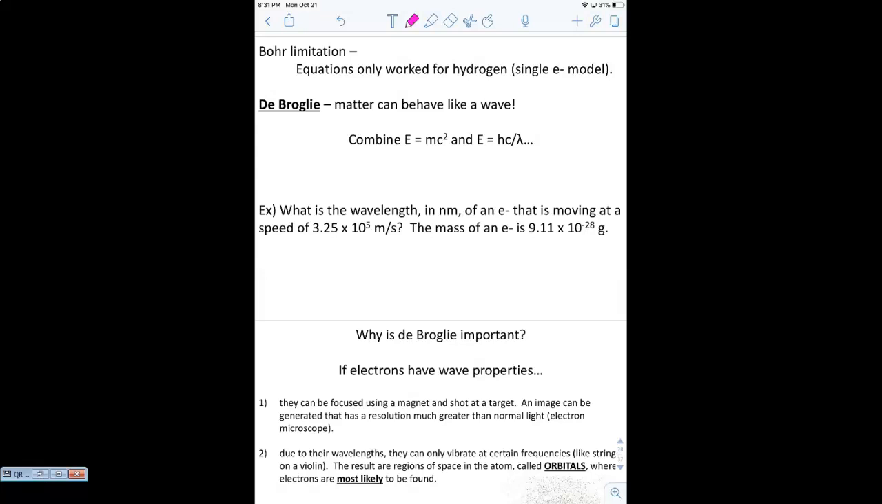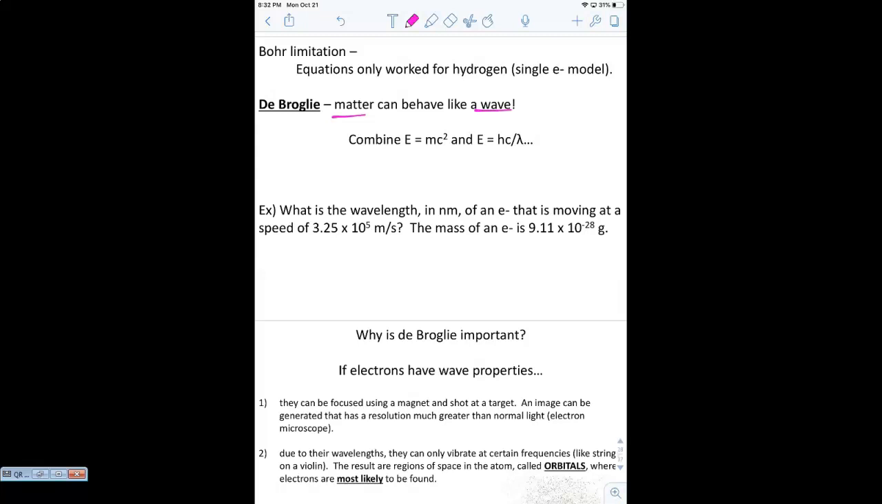Up until this point, we said light is a type of energy, and energy is made up of waves, and waves can also behave like particles, which is kind of crazy. De Broglie said, well, if that's true, then the opposite can be true also. Matter, which is made up of particles, maybe can sometimes behave like a wave.